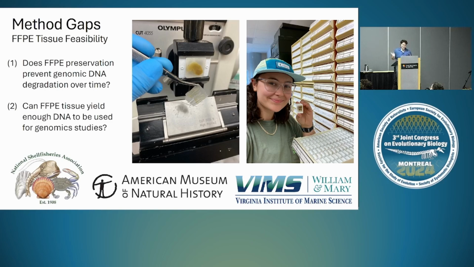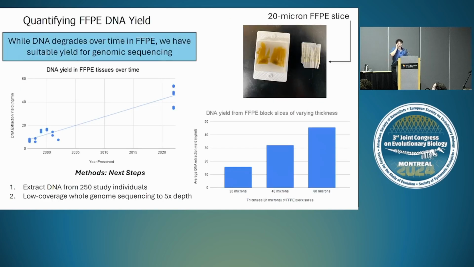So I took a trip down to VIMS to look into the collection and wanted to understand if the FFPE tissue prevented genomic DNA degradation and yielded enough DNA for our purposes. And so I found that while DNA does degrade over time in the FFPE, this is no surprise, we do have suitable yield for genomic sequencing, which is great news. So I started with a 20 micron slice of FFPE tissue, which is pretty thin, and I realized that was nowhere near enough, so we scaled up our extractions, and we've gotten a good amount of yield.